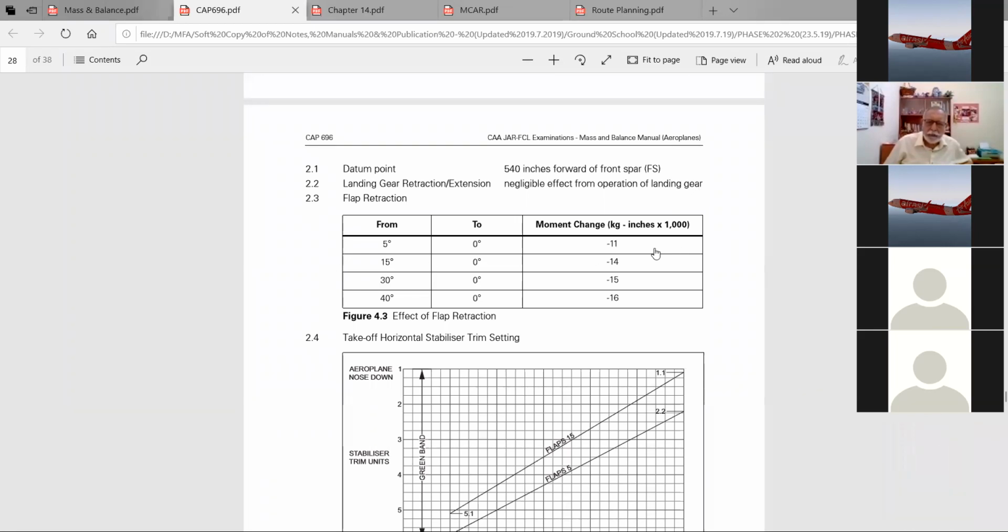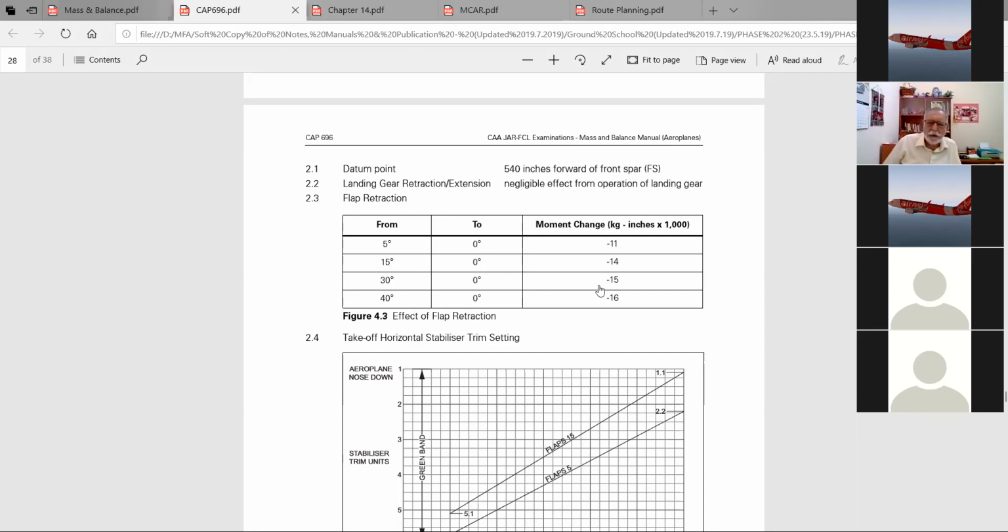That is minus 11,000. Please remember that it is minus 11,000. When I do calculations later on in performance, you'll be using this, changing my flaps or lowering flaps. If I lower it from 0 to 5 degrees, what is my moment change? Plus 11,000. Remember that. Now if I'm raising my flaps from 15 degrees to 0 degrees, what is the change in moment? Minus 14,000. The other way around, if I'm lowering it from 0 to 15, the change in moment is plus.